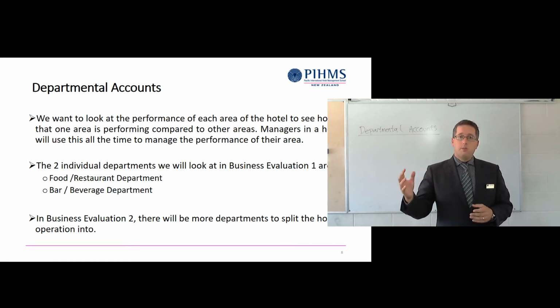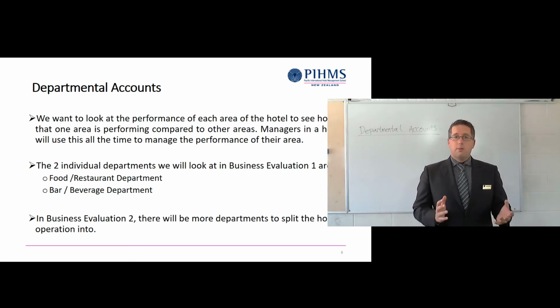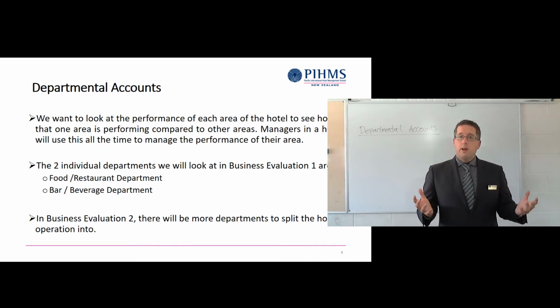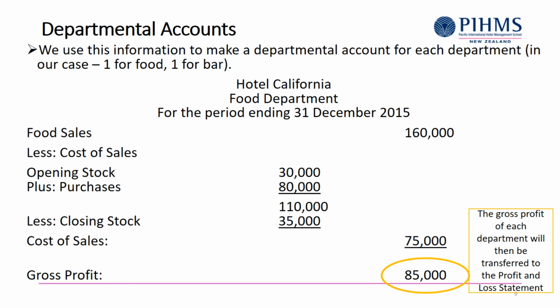But when we get into business evaluation 2, and when you start looking at some other financial statements, there are more departments to split up in the hotel. And this is great because it gives them information so that they can help manage that area. Okay, so departmental account, well, we want to make one of these for each department. So, in our case, we've got one of these for the food department and one of these for the bar department. Please excuse the siren.